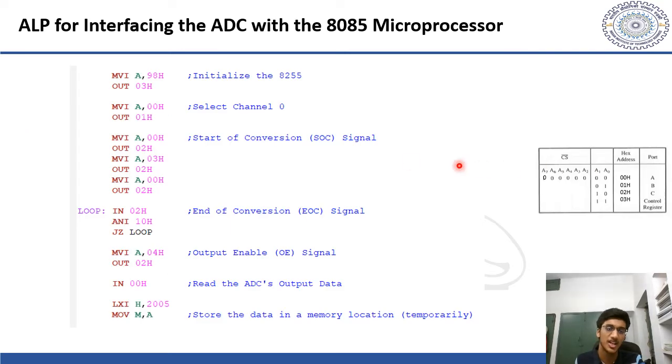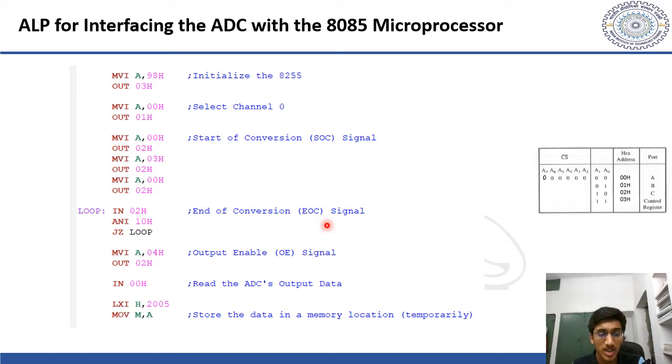Let us now examine the entire ALP in greater detail. Once we have initialized the 8255, which I have just discussed, we are required to move on to select channel 0 of the ADC in order to take in the voltage value as input from channel 0 of the ADC. Once that has been done, the 8085 microprocessor will be sending the start of conversion signal, SOC, to the ADC via the 8255. Once the conversion process is complete, it would receive the end of conversion signal.